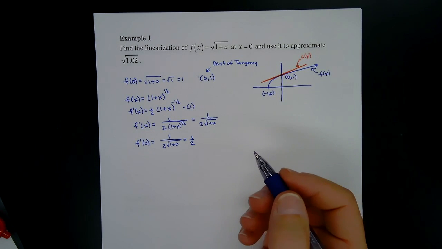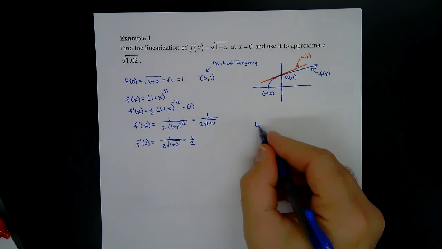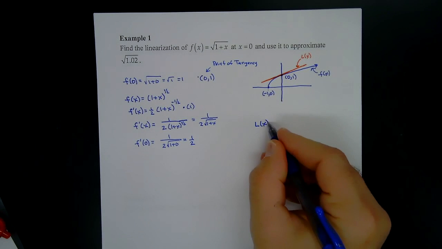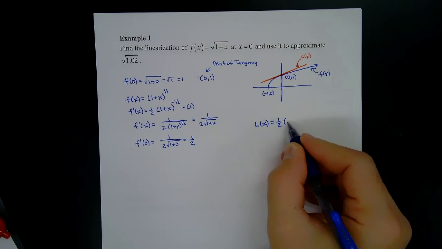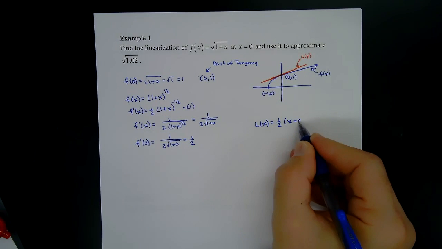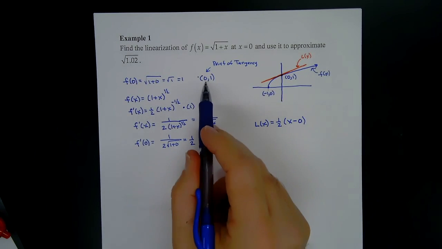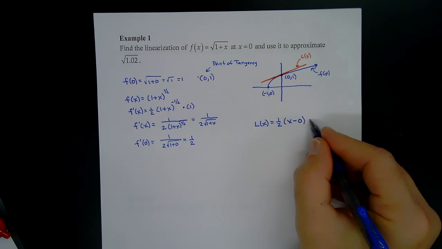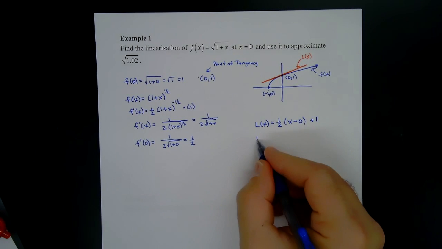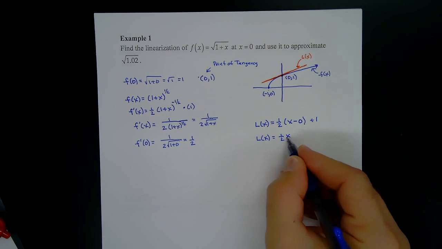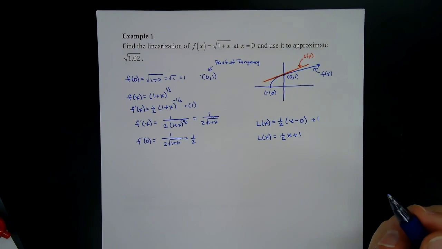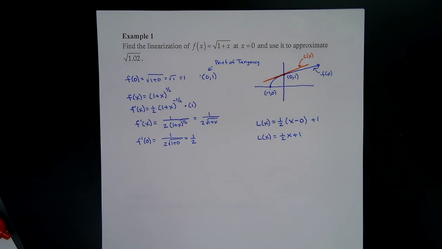So I know my slope is 1/2, which I'm going to use to start writing my equation. So L of x, my linear approximation, is going to be the slope, which in this case is 1/2, times x minus 0, because that's the x coordinate of my point of tangency, and then plus 1. I'm going to clean this up, so L of x simply becomes 1/2 x plus 1. And that's really easy to calculate compared to the square root function.